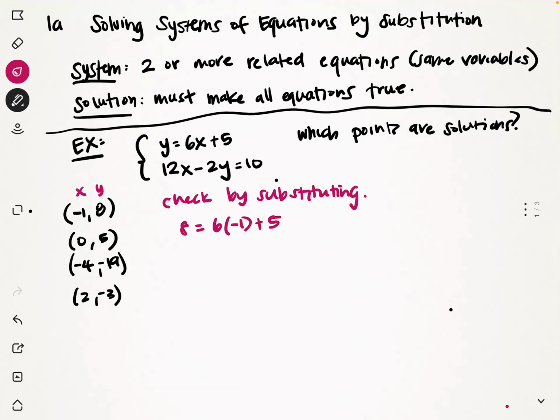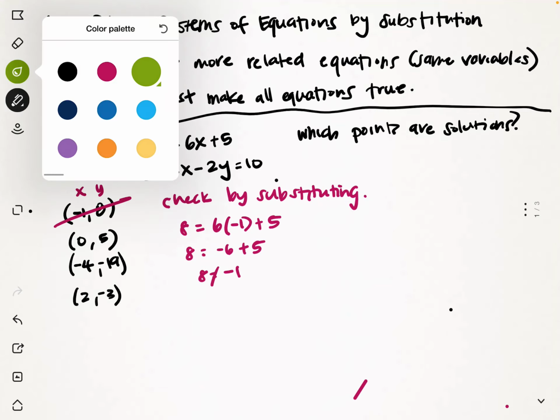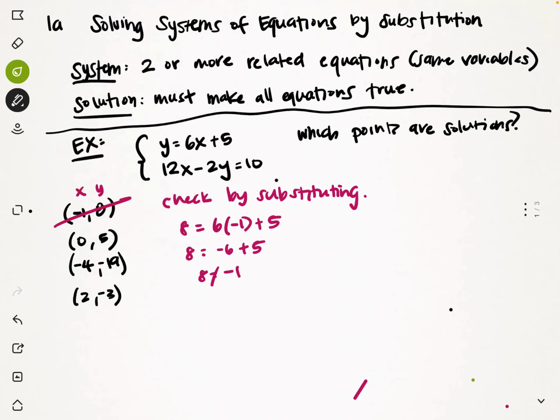We're going to simplify. So we have 8 equals -6 plus 5. And then we have 8 equals -1. We know this is not true, so we don't even have to check the second equation because we know it's not true. So the first one is not a solution. Okay, let's go ahead and check the second one.